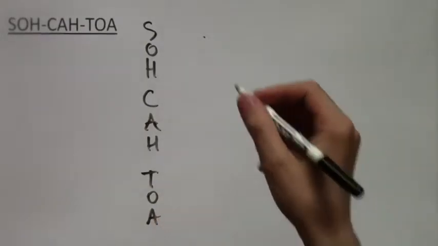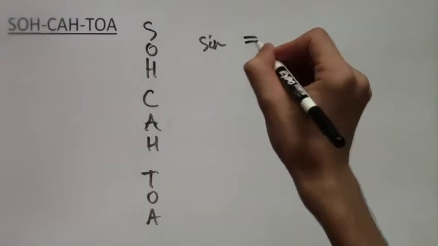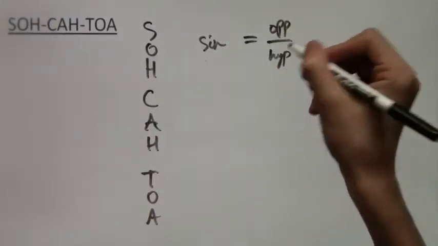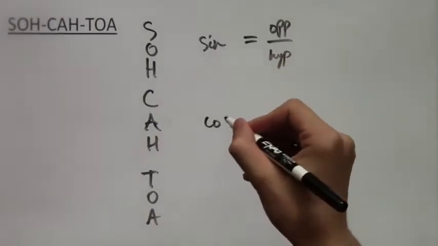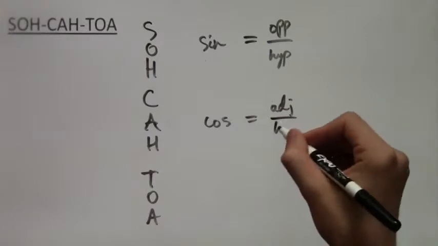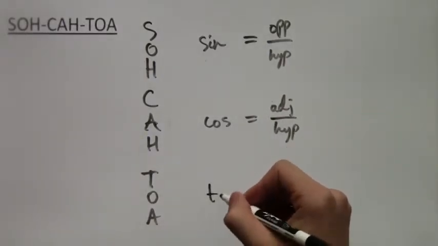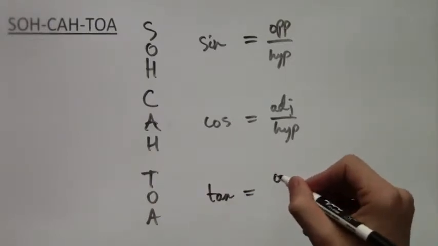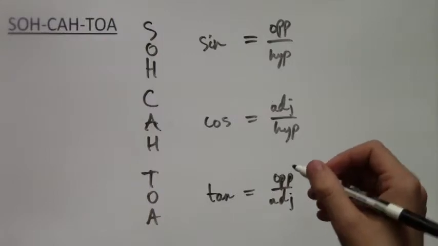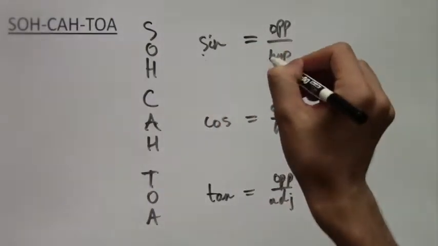So first, a brief review of what these letters stand for. SO stands for sine equals opposite over hypotenuse. The S is sine, the O is opposite, the H is hypotenuse. CA is cos equals adjacent over hypotenuse. And TOA is tan, or tangent, equals opposite over adjacent. So all of these are relations of angles and certain sides of a right triangle.